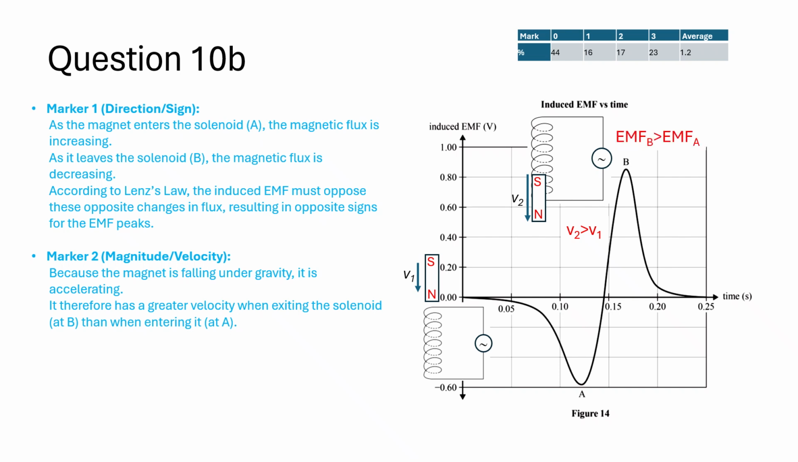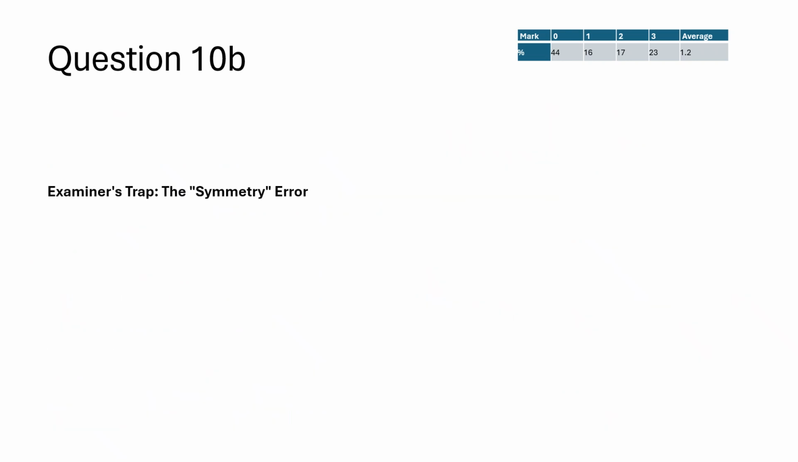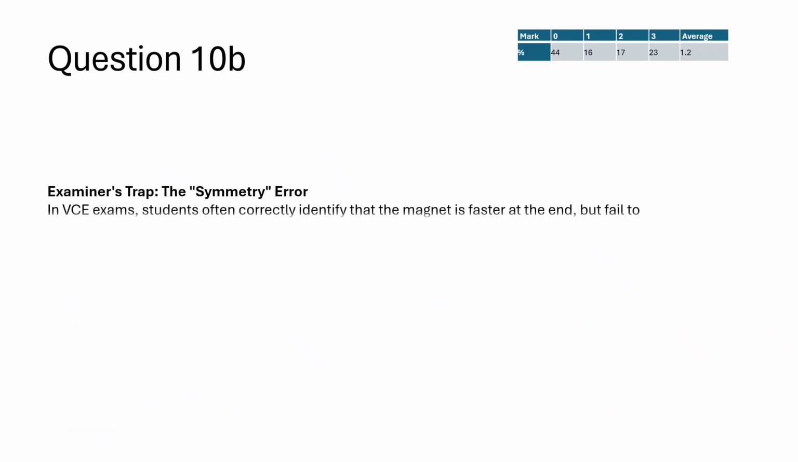Marker 3: linking to Faraday's law. According to Faraday's law, the induced EMF is proportional to the rate of change of magnetic flux. The higher velocity at B causes a more rapid change in flux, resulting in a larger maximum EMF magnitude than at A.